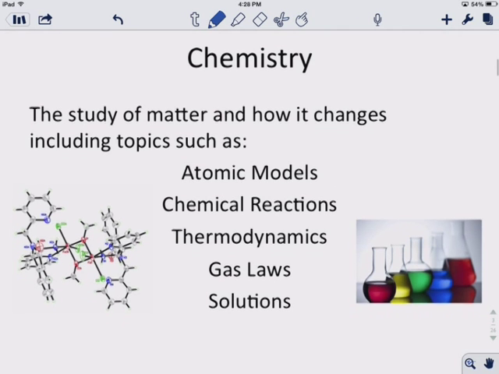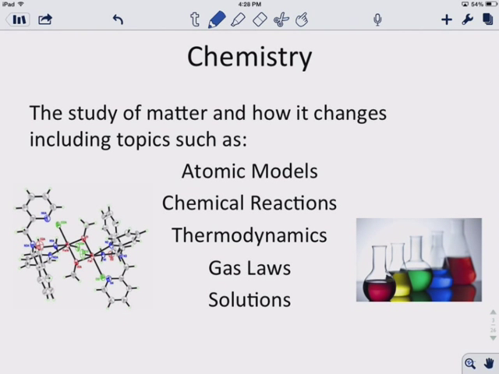Now, what we're going to be doing in chemistry is basically a study of matter and how it changes. The whole class is going to be about matter. Topics that we're going to be covering are the atomic model, chemical reactions, thermodynamics, gas laws, and solutions. You've had a little bit of experience with this in 8th grade science, but we're going to be going over it in much, much greater detail.